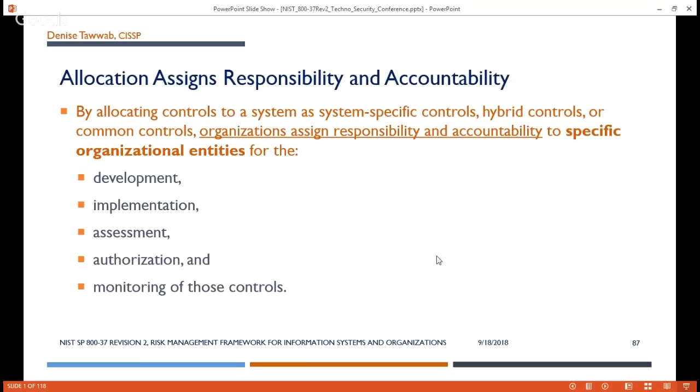Allocation assigns responsibility and accountability. So by allocating controls to a system as system specific controls, hybrid controls, or common controls, then you are assigning responsibility and accountability to specific organization entities for developing, implementing, assessing, authorizing, and monitoring those controls. So if I assign a control to a system for which you are the owner, then you are now responsible for developing, implementing, assessing, authorizing, and monitoring that specific control.